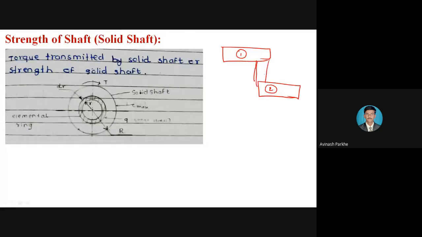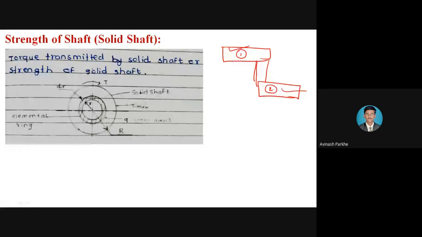there is no deformation, and no twisting will take place in shaft number 1 or in shaft number 2. That means if the power transmission takes place from one element to another without any deformation and without any twisting, then we can say that the strength of that shaft is very, very high.